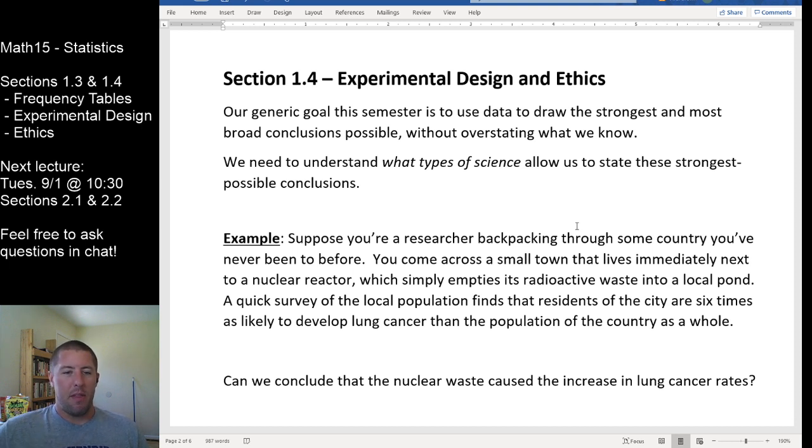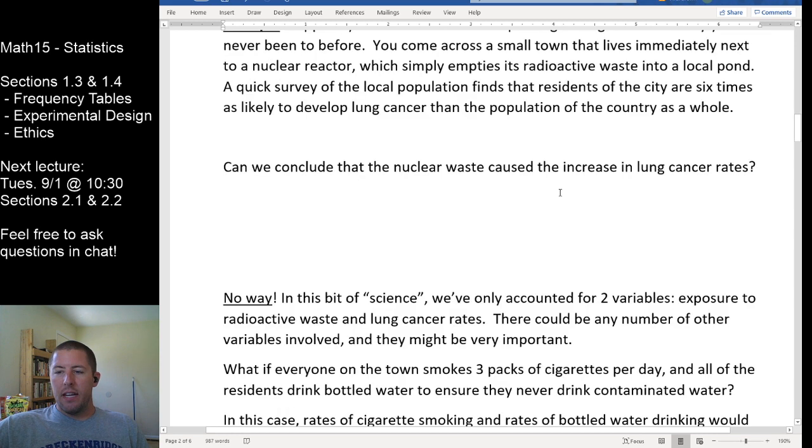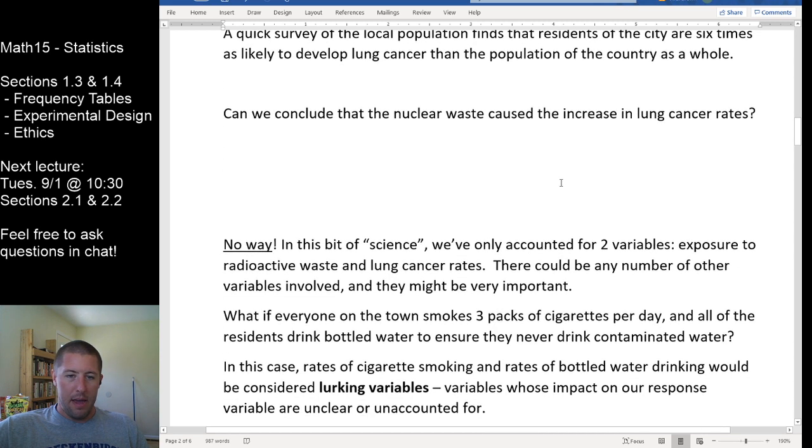You're experiencing people that have higher than average cancer rates. Can we say that this nuclear waste is causing the lung cancer rates? And the answer is absolutely not. There's no way that that would be a reasonable conclusion for us to make right here. In this bit of, and I very much am putting this in quotations right here, this bit of science, there are only 2 variables that we have accounted for as a researcher: the level of exposure to radioactive waste and the lung cancer rates.